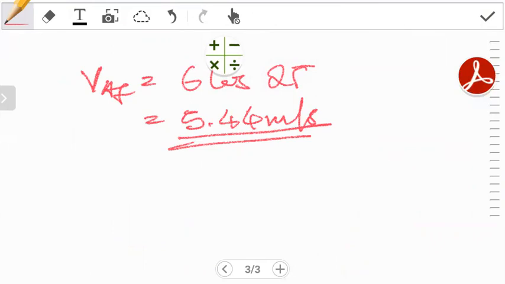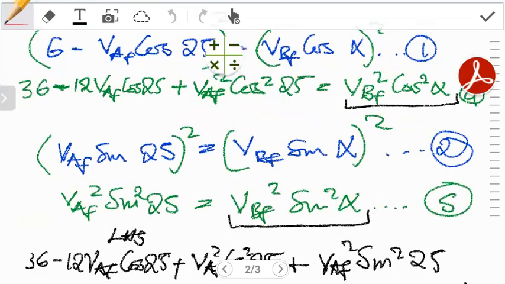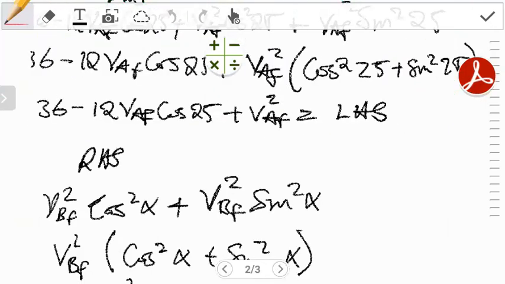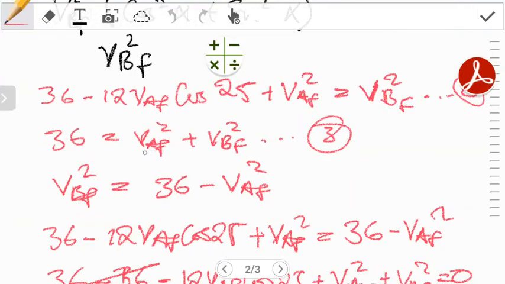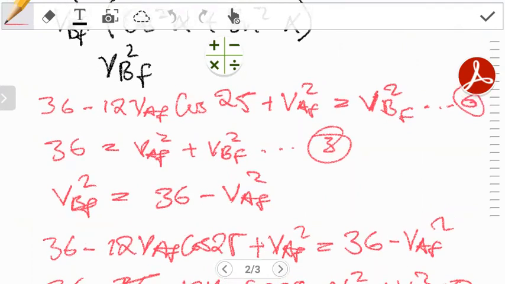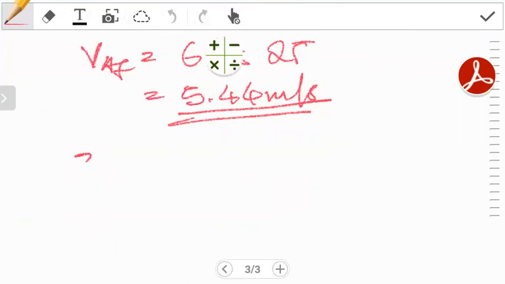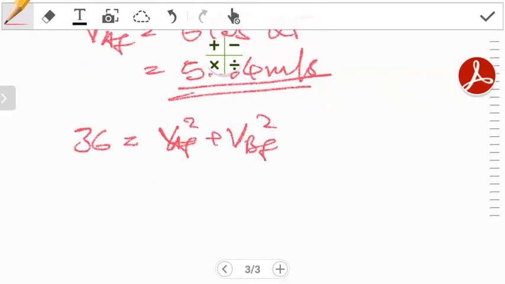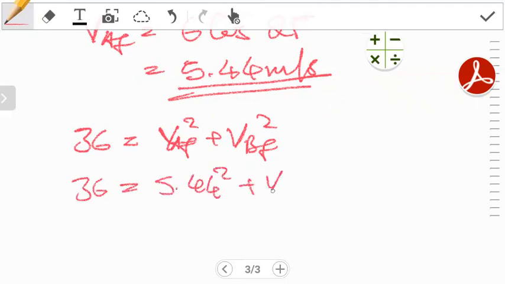Okay, now using this, having obtained VA, we can get our equation 3 again. So equation 3 was for the one we got from kinetic energy, which was this one here. So we can substitute where there's VA, and this will give us what VB is. Okay, so how do we do that? That equation was 36 is equals to VA final squared plus VB final squared. So if we substitute our expression for VA, which is 5.44, that becomes 36 is equals to 5.44 squared plus VB final squared.